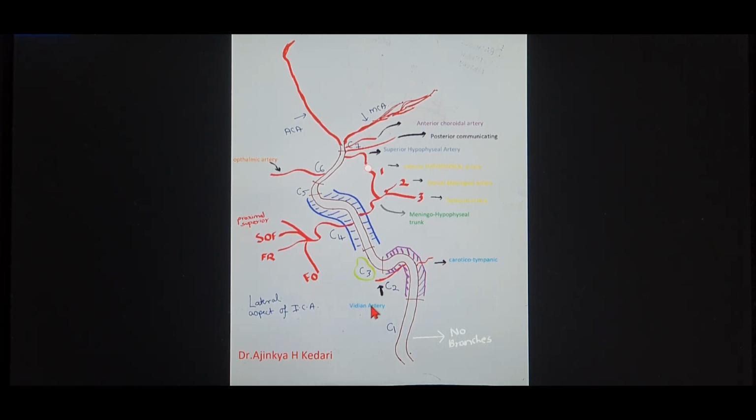The other artery is the Vidian artery. Now this Vidian artery follows the Vidian nerve in the Vidian canal. Okay, so that's the Vidian artery over here. As we move up, C3 has no branches.